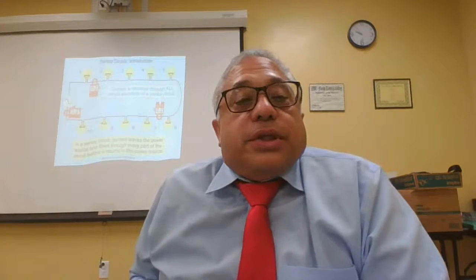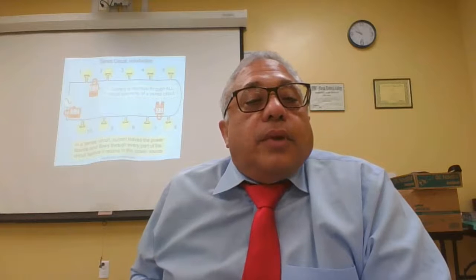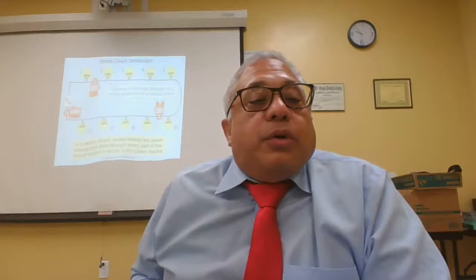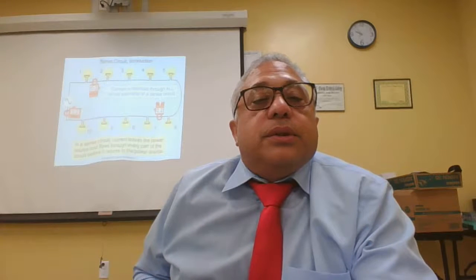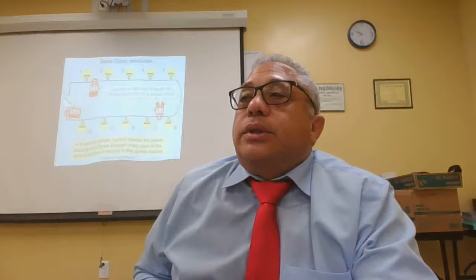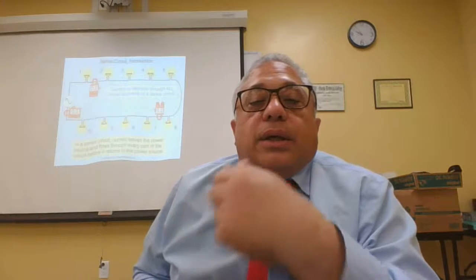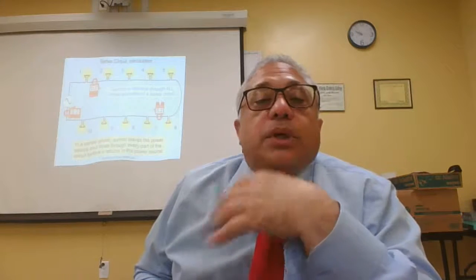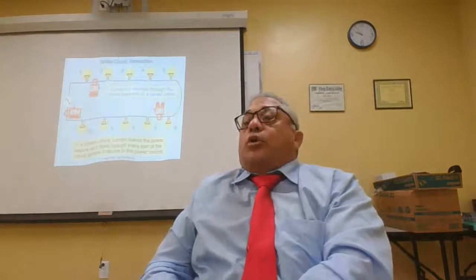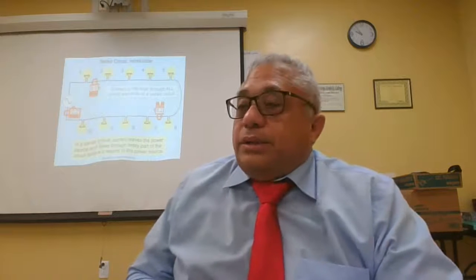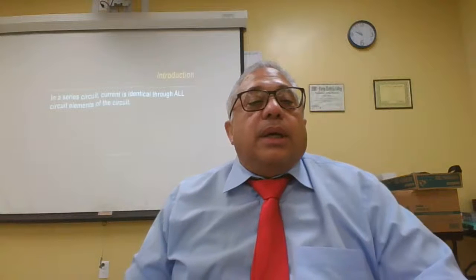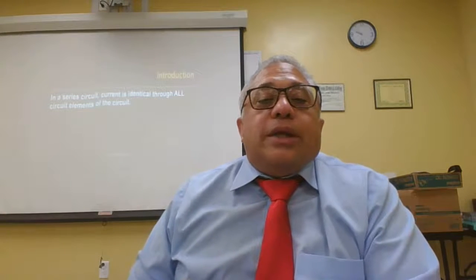This is an example of a series circuit. We have a power source, a solar power source, going through those lamps. If we measure the current going by any of those lamps, we'll see that it's the same current. This is a typical setting of Christmas lights. In a series circuit, current is identical through all elements of the circuit.